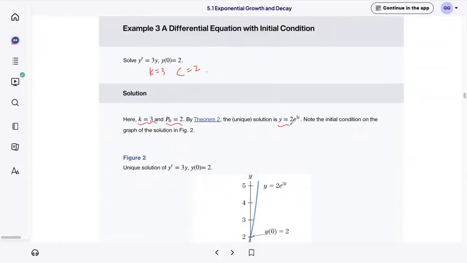So solution, K equals 3, C or P naught equals 2. So we can form Y or P of t equals 2 times e raised to 3t, right? So this is P naught, or previously we call C, and 3 is the K value. So everything comes from this formula, C e to the kt. Well, now in this new section, we call this C P naught.